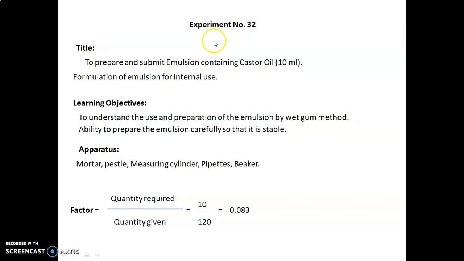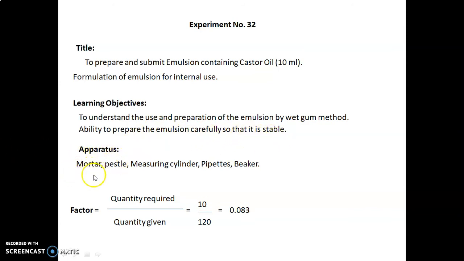Experiment number 32. The title of this experiment is to prepare and submit emulsion containing castor oil 10 ml. Formulation of emulsion for internal use. The learning objectives are to understand the use and preparation of the emulsion by wet gum method, and second, the ability to prepare the emulsion carefully so that it is stable.